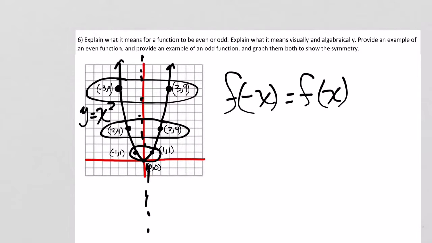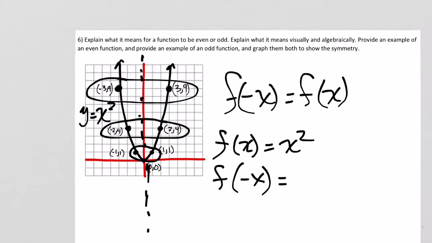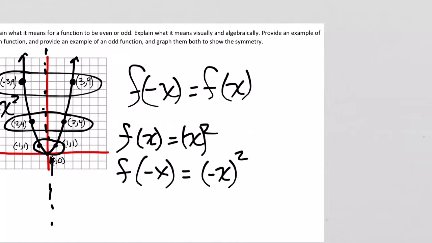Now, algebraically, what we could say is if we have the function f of x is x squared, well, if I want f of negative x, that's just going to be negative x quantity squared. You're just taking that spot right there, throwing a negative in front of the x inside the function, but think about what you can do with that. It doesn't matter if you square a negative number. It will be the same as the positive number squared. So negative x squared has to be exactly the same as x squared.